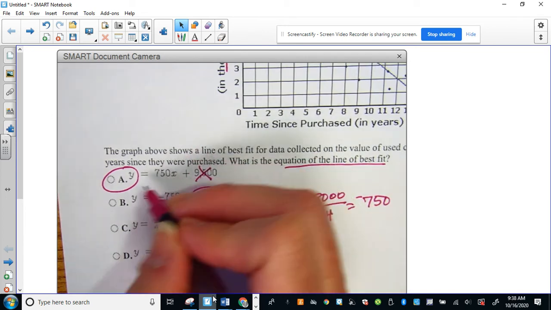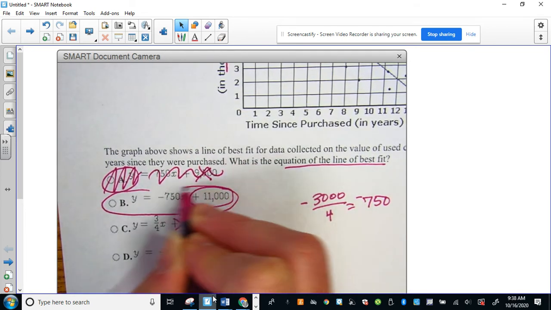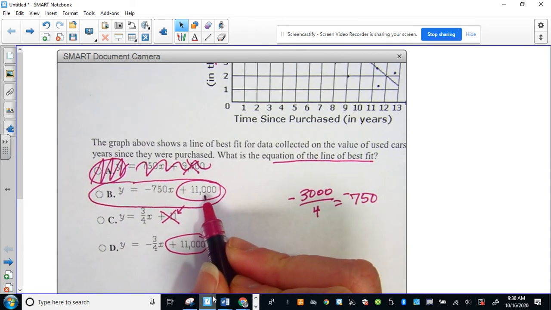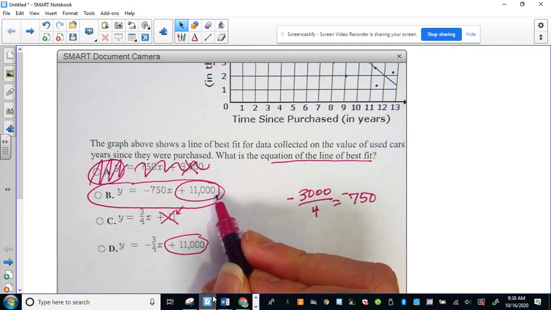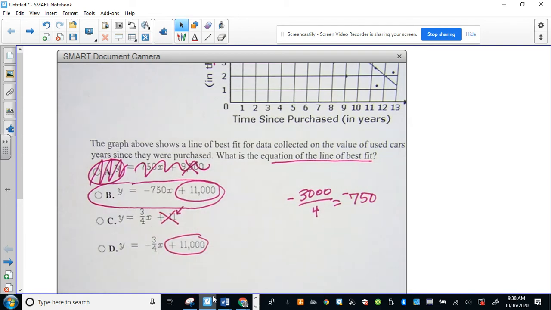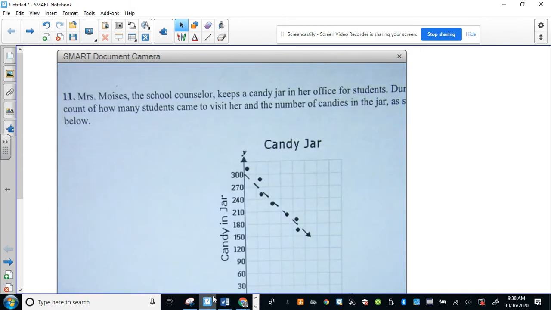I'm sorry. Not A. A didn't work. It's B. B, negative 750. If we started this, for this particular graph, you purchased a car for $11,000, and for every year, it's dropping a value of $750. That's number 10. The answer is B.